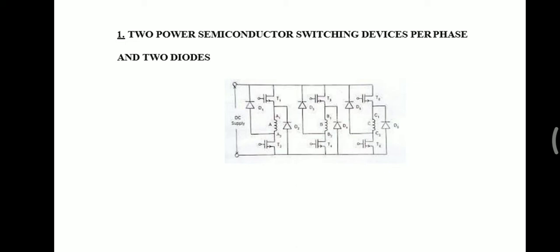The power semiconductor switching circuits used are: two power semiconductor switching devices per phase, n plus 1 power semiconductor switching devices, and phase winding using bifilar wires. At first, we can see the two power semiconductor switching devices per phase and two diodes. Here you can see the diagram of two power semiconductor switching devices per phase and two diodes.